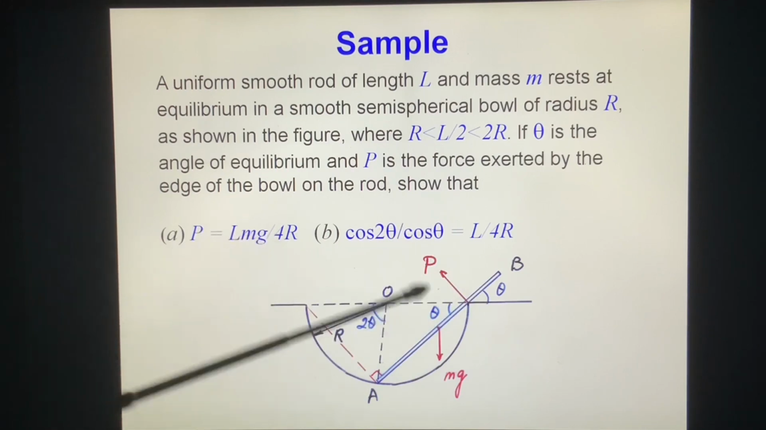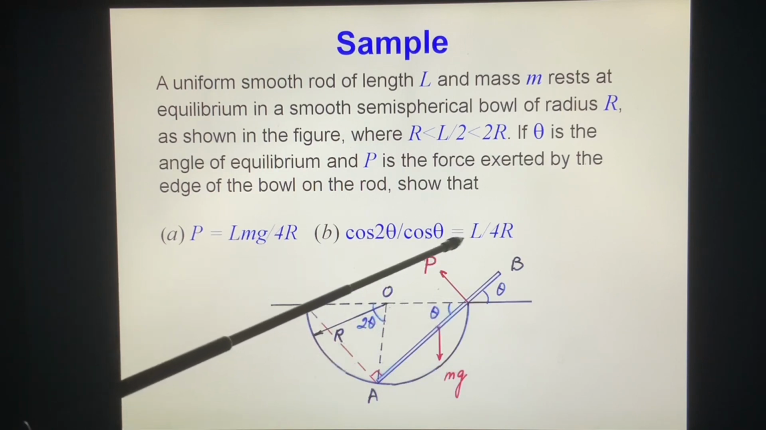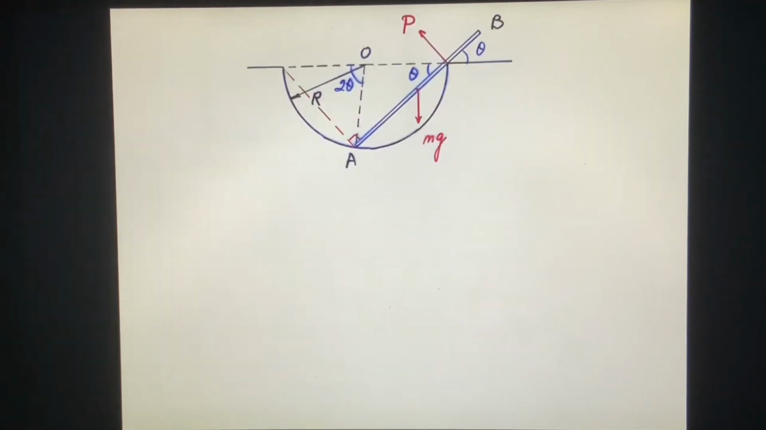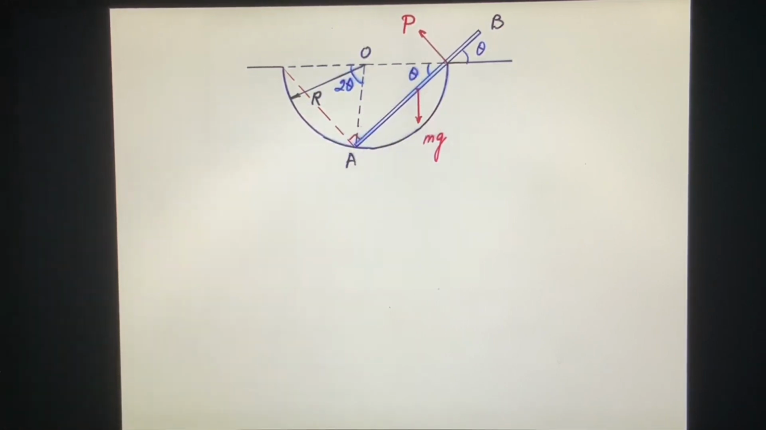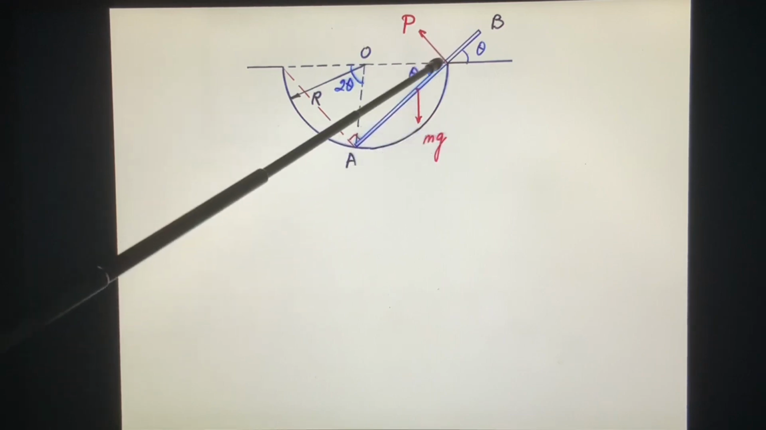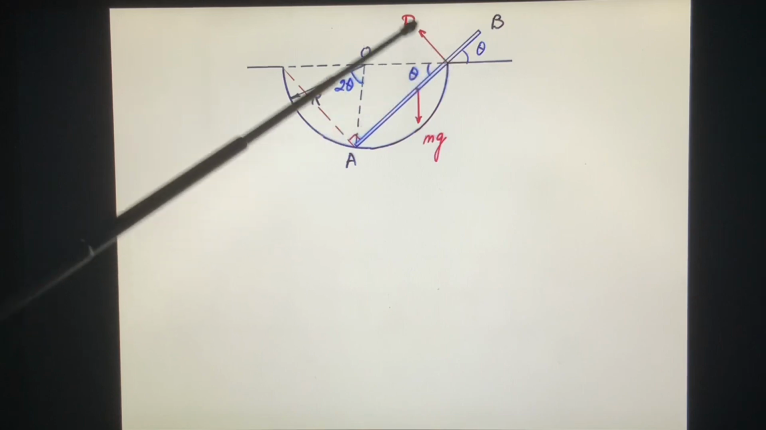Also show that cosine 2 theta over cosine theta equals L over 4r. This is a question of equilibrium. Sigma F equals 0 and sigma tau equals 0. Let's first see how many forces are acting on this rod. We can see the gravitational force mg and the normal force from the ball to the rod, P.